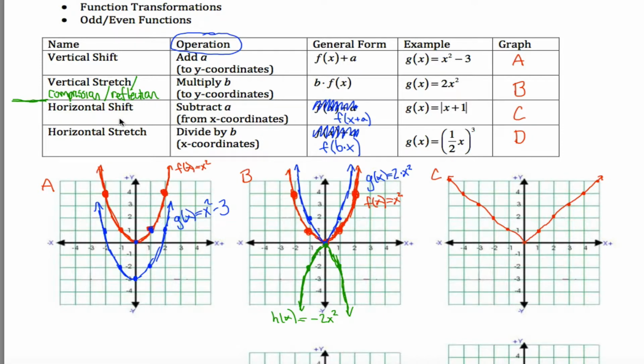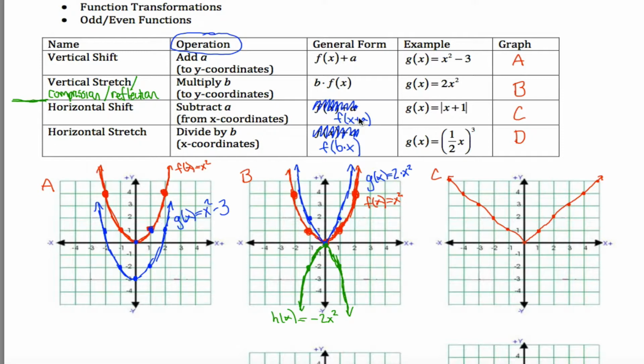The first type of horizontal transformation that I'm going to talk about is a horizontal shift. And much like the vertical shifts, it happens when you have addition or subtraction going on here. So if you look at the general form up here, I had a vertical shift when I added some number to the output of the function. I'm going to have a horizontal shift when I add some number to the input of the function. So here I'm adding it to the x, here I'm adding it to the f of x.